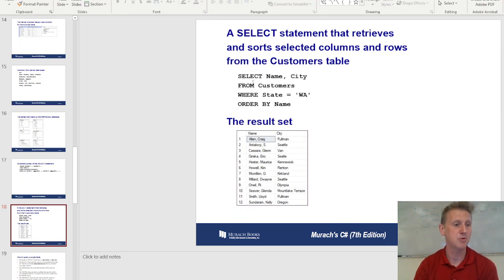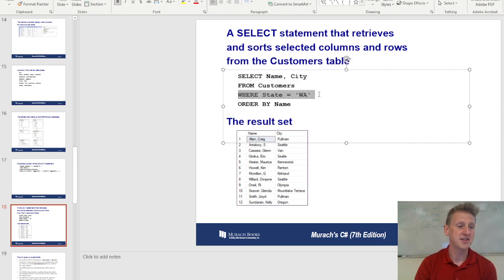Right, here's an example. We're selecting 2 columns out of a customer's table where the customers live in Washington, WA. Yeah, Washington. State abbreviations, am I right? Yep. Ordering by the customer name. Alphabetical order by the customer name.